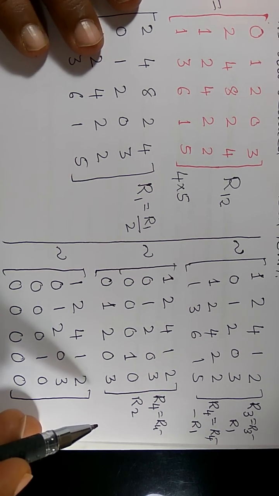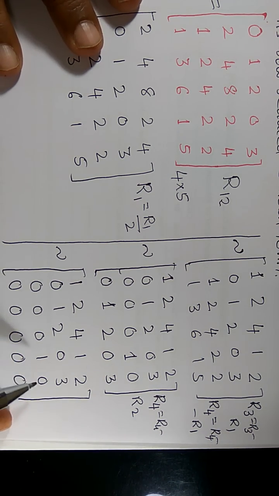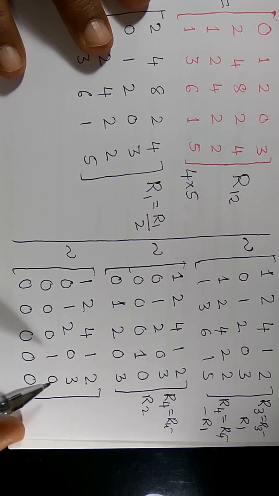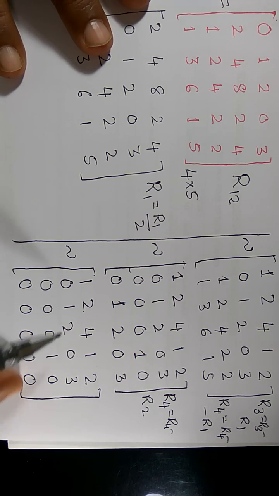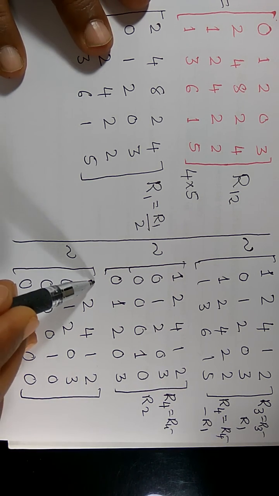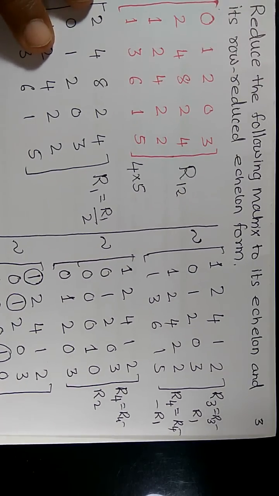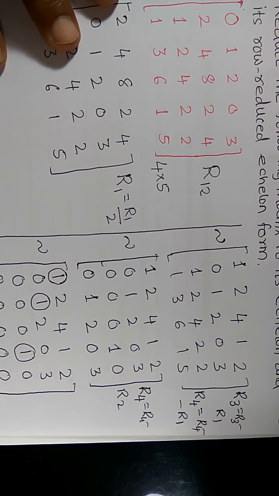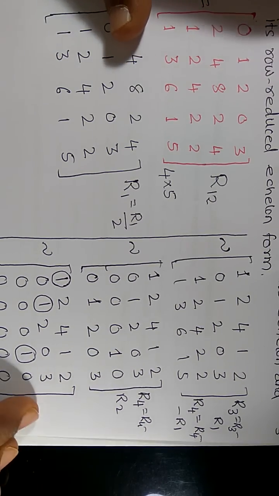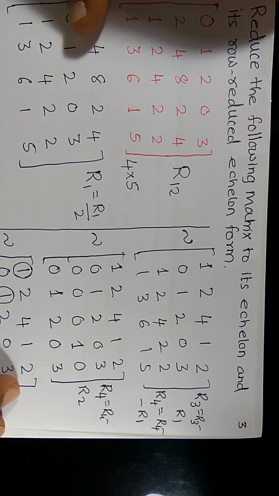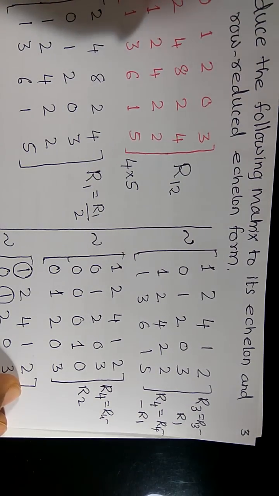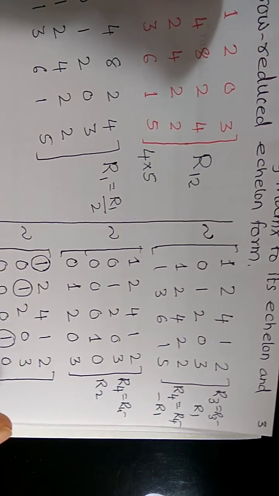Is it clear? Right? So now you can verify the first three conditions. That's why I can say that this is an echelon form. What is the leading element? 1 is the leading element. 1 is the leading element. 1 is the leading element in the third row. Right? So now I can reduce the same matrix to a row reduced echelon form.